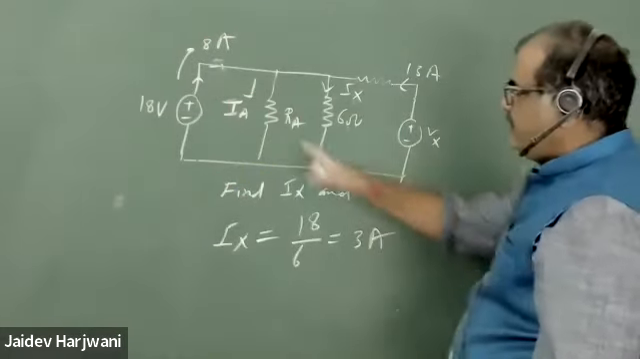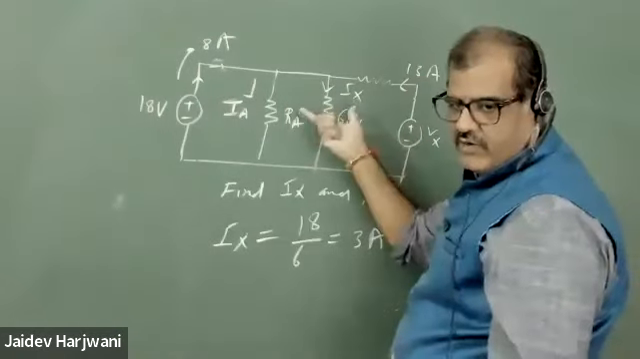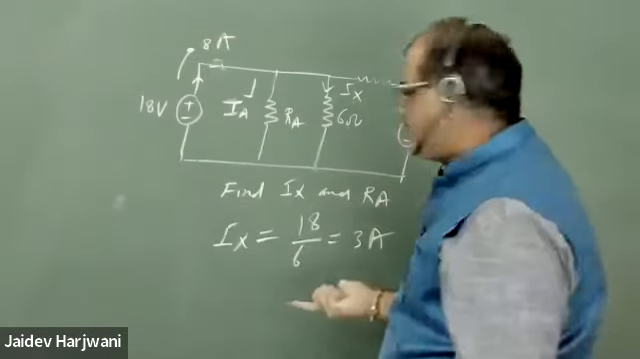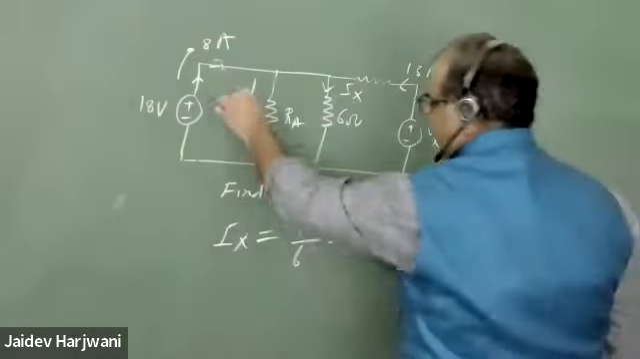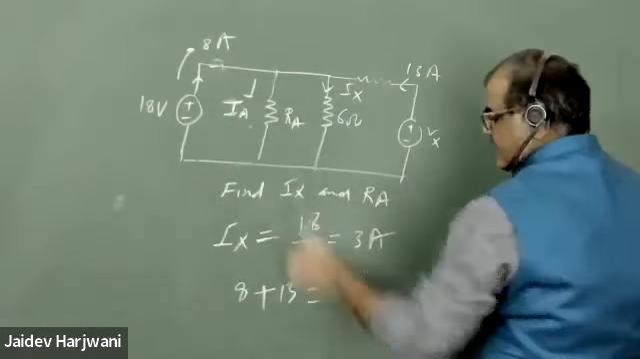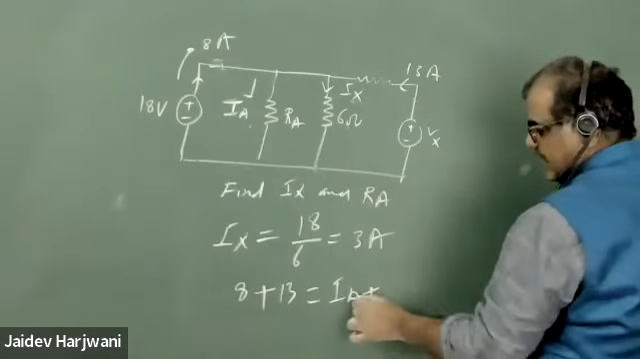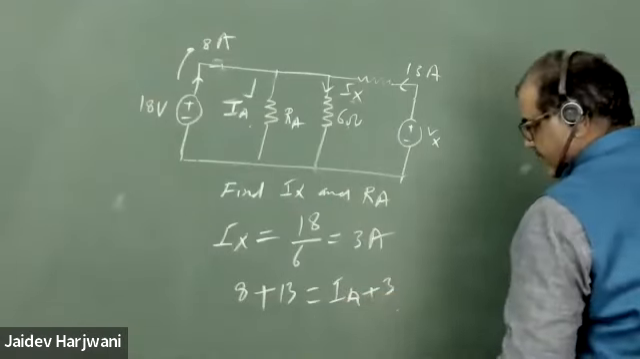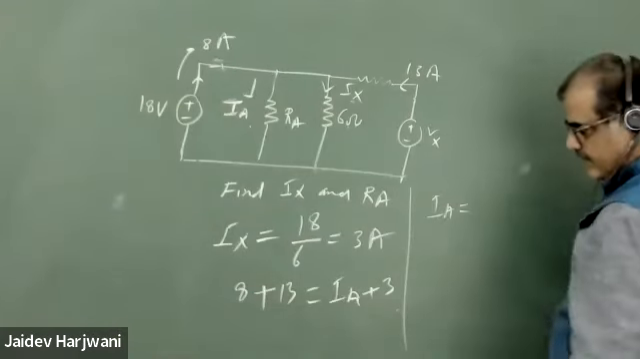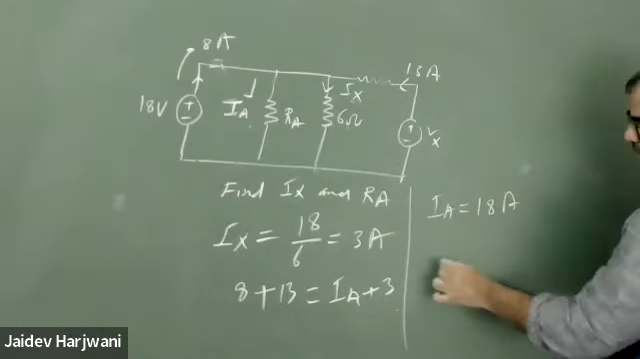Now you know this current coming, this current coming, this current going, this current going. So out of 4 currents, 3 you know. The remaining fourth you can calculate using KCL. You know 8 is coming, 13 is coming, IA is leaving, and IX is also leaving. IX is equal to 3 ampere. So what will this give me? IA will become 18 amp. Very good.